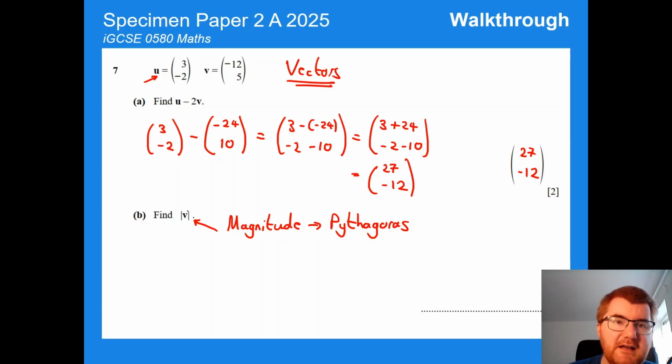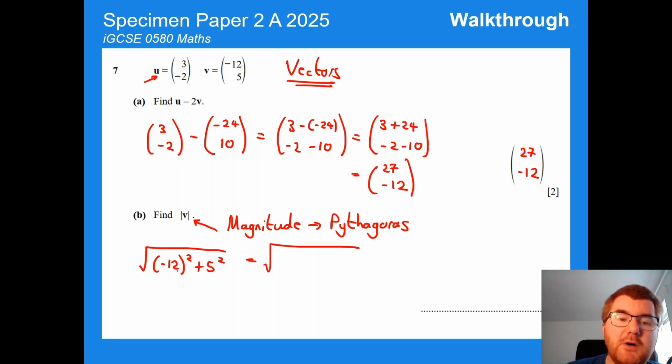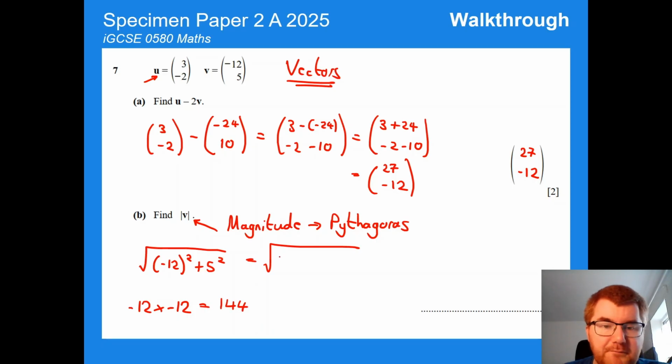So I take my vector here, so v, and I'm going to do Pythagoras on it. So the square root of minus 12 all squared plus 5 squared. It's always the same. Every time you see a magnitude of a vector, you can go straight to this calculation. Now notice when we do this, brackets are really important here, because when we do minus 12 all squared, remember that's the same as minus 12 times minus 12, which is positive 144. So be careful. And then 5 squared is 25. Again, if we add those together, we get the square root of 169.